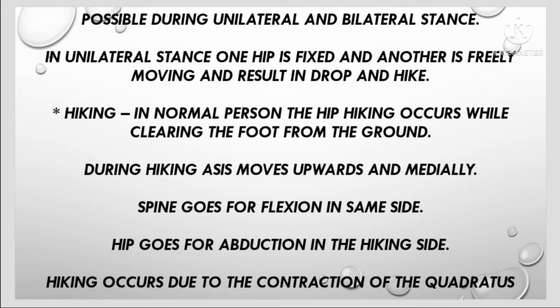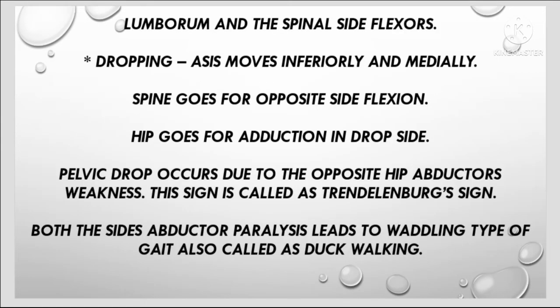Hiking. In a normal person, hip hiking occurs while clearing the foot from the ground. During hiking, ASIS moves upward and medially. The spine goes for flexion on the same side. The hip goes for abduction on the hiking side. Hiking occurs due to contraction of the quadratus lumborum and the spinal side flexors.